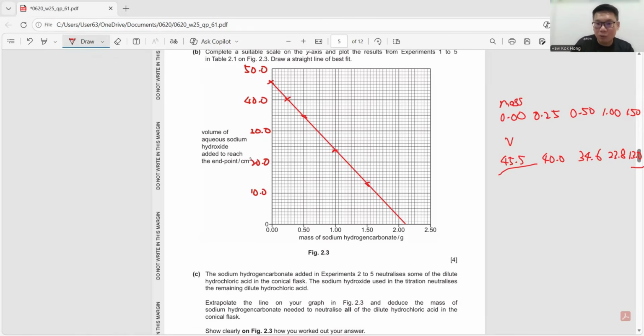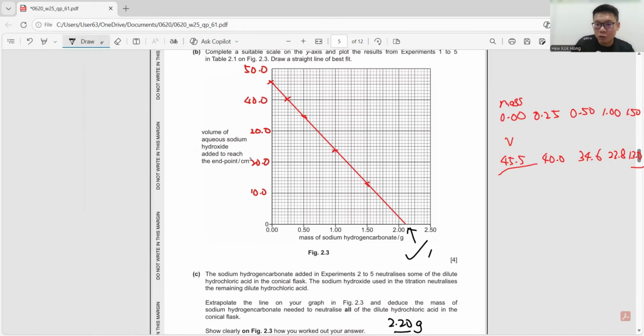So after we extrapolate, means we draw it longer until the x-axis, we can confirm the mass is actually 2.20 gram. Okay, so first you need to draw the line to the x-axis. This thing 1 mark, 2.20. They will accept 2.0 to 2.2 because your best fit might be a bit different. Unit will gain another mark. So this is for part C.